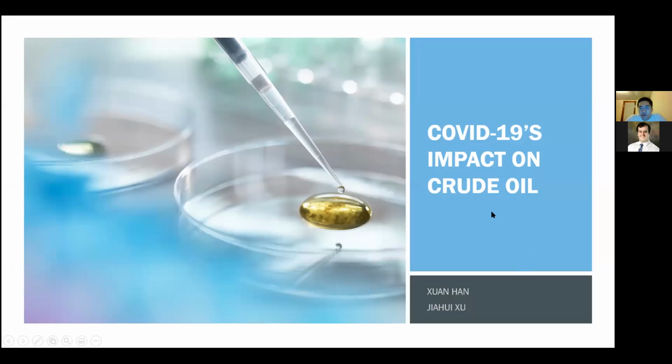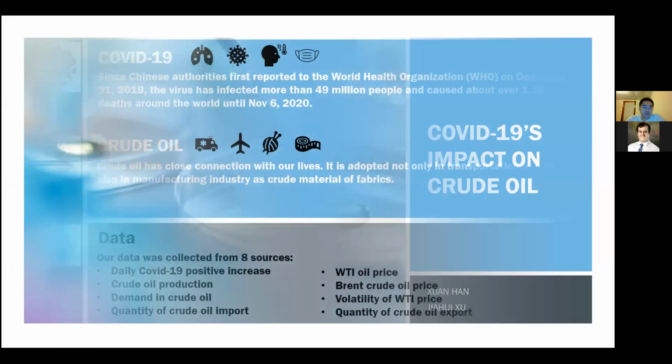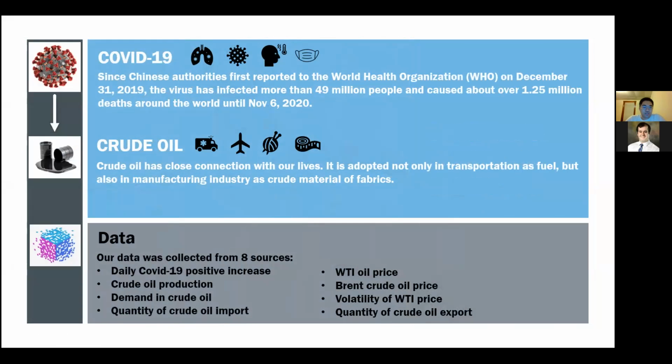I'm happy to share with you our project. We want to use time series analysis and regression analysis to detect COVID-19's impact on crude oil. It has been 11 months since China reported this virus to WHO, and it has caused 1.25 million people dead until November 6th.